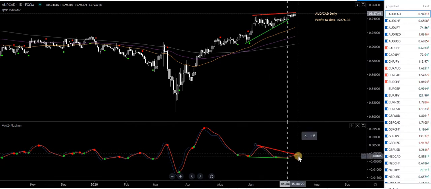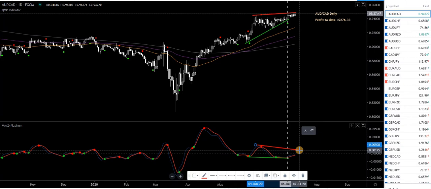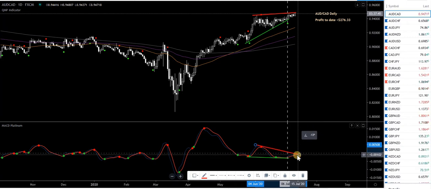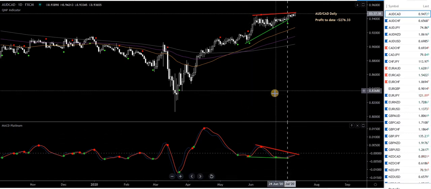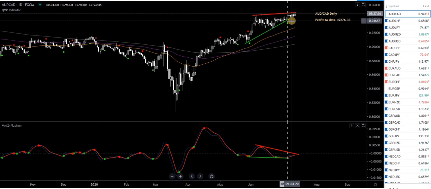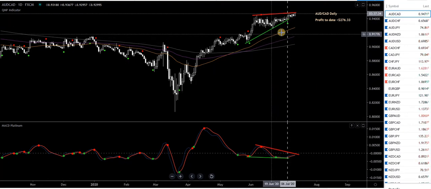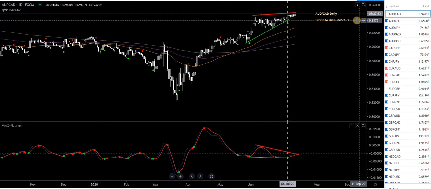I always draw my trend lines in every day and adjust them as price or the oscillator, the MACD Platinum, moves. If they're no longer valid, it's just a matter of deleting them. But I'm always prepared and always looking to the future, trying to get a few ideas. All right, so it's AUD-CAD, nothing doing at the moment.